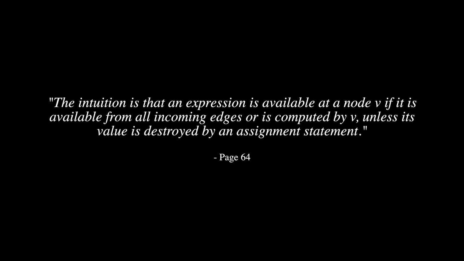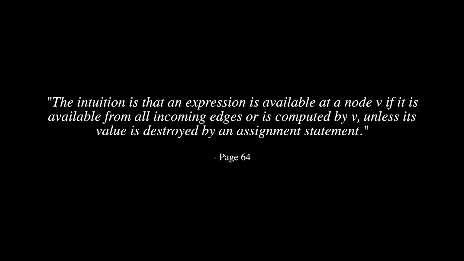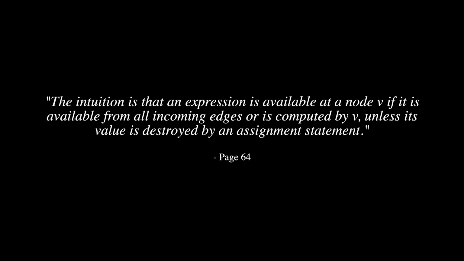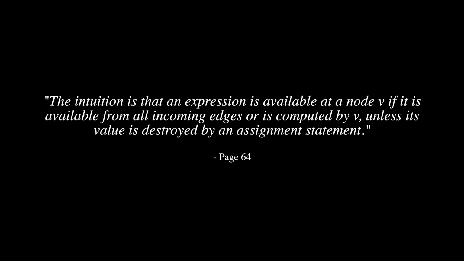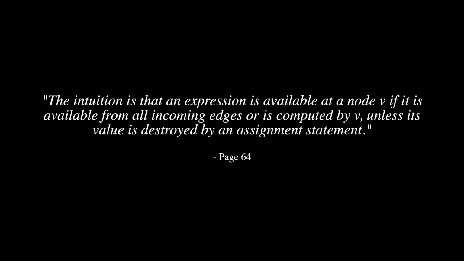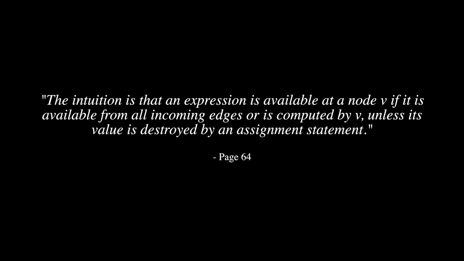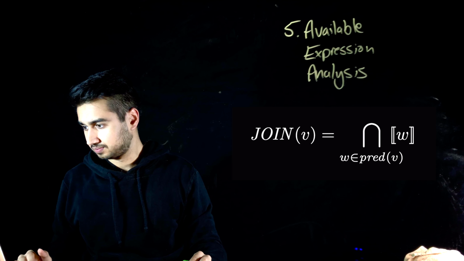So we'll now define the data flow constraints. Our constraints will model our intuition that an expression is available at a node v if it is available from all incoming edges or is computed by v, unless its value is destroyed by an assignment statement. So join of v will be the intersection of all the predecessors. It's not enough for an expression to be available in one of the predecessors of a CFG node. It needs to be there in all of them. Otherwise, it might not be there in the current node.